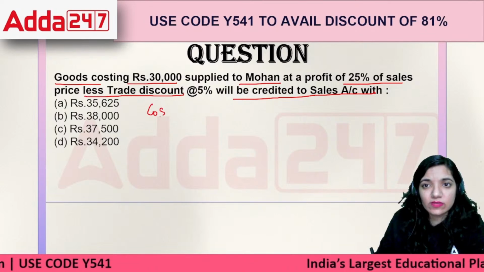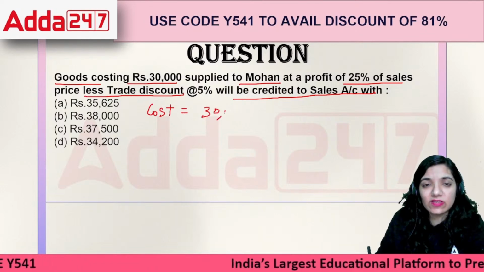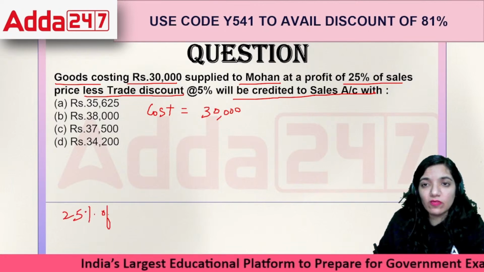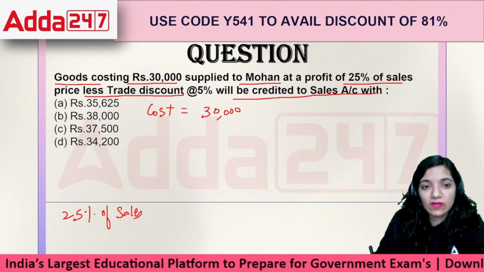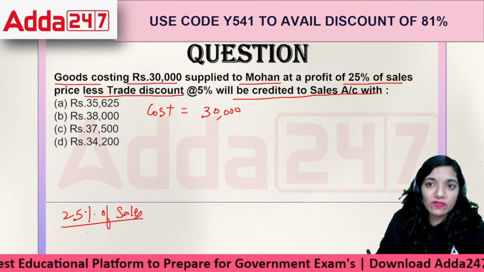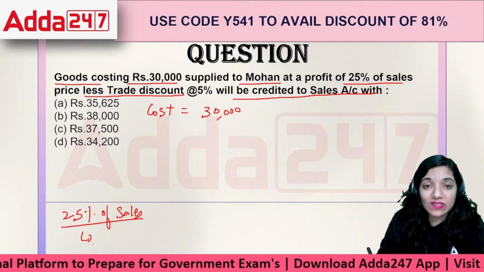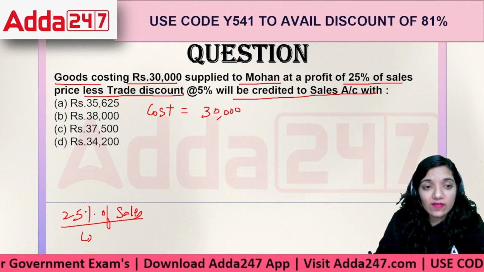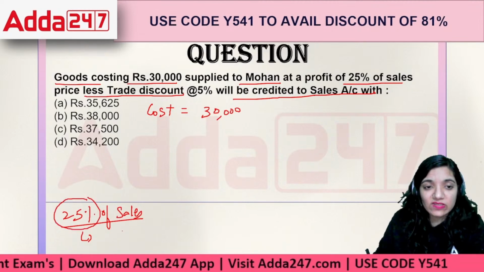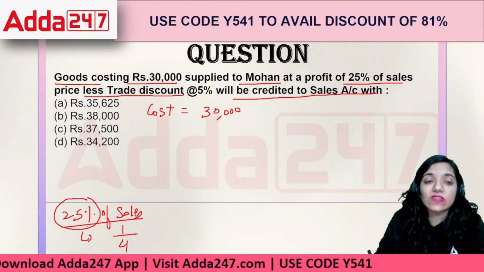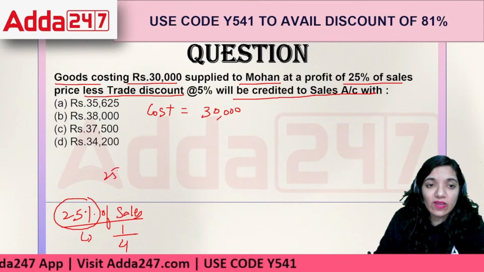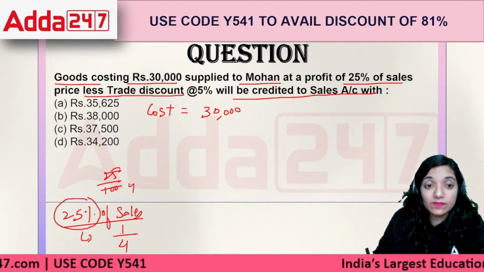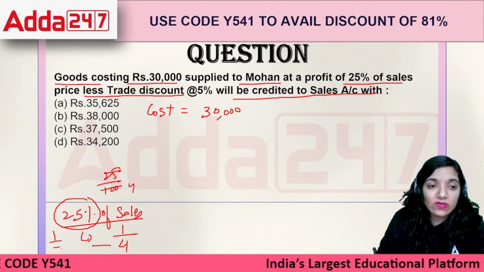The cost is basically 30,000. They say the profit is 25% of sales, right? If we talk about 25% of sales, then what would be the price there? There's one thing that we can learn from this. There's a particular fraction. The fraction says it is 1/4 of sales. This is 25 divided by 100, which is 1/4. Now it is 1/4 of sales. So it would be 1/3 of cost.